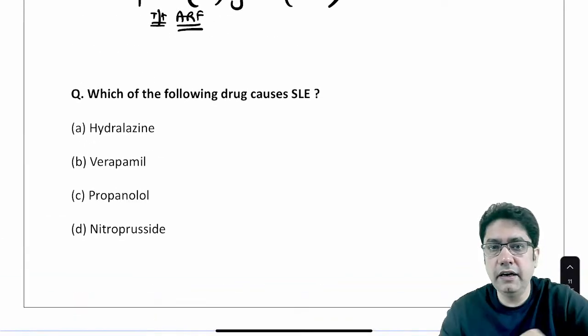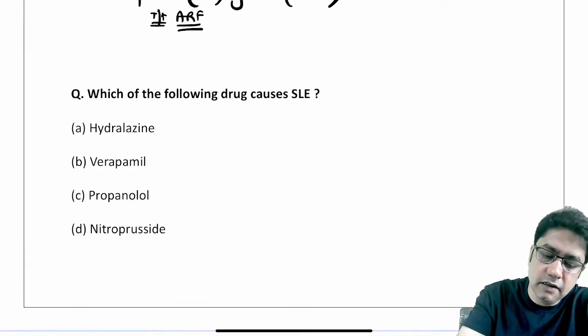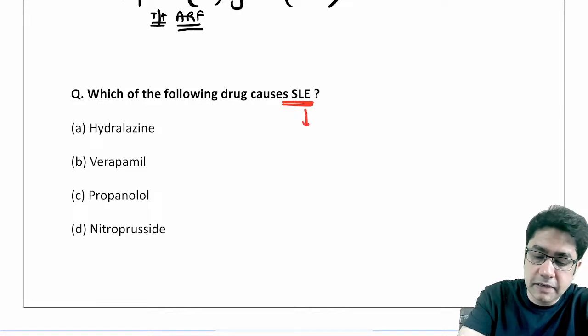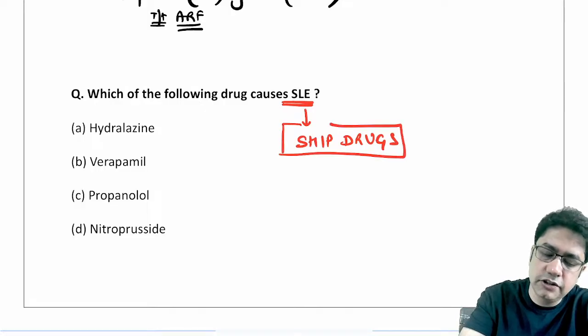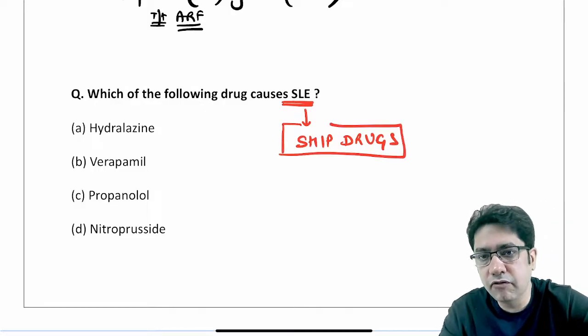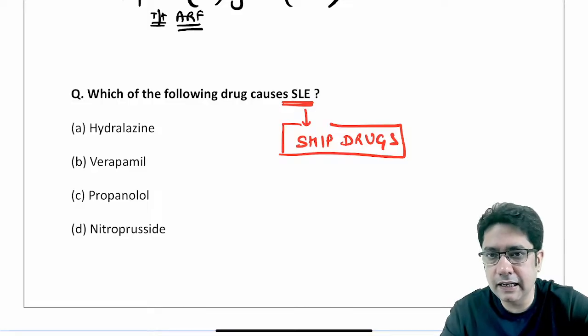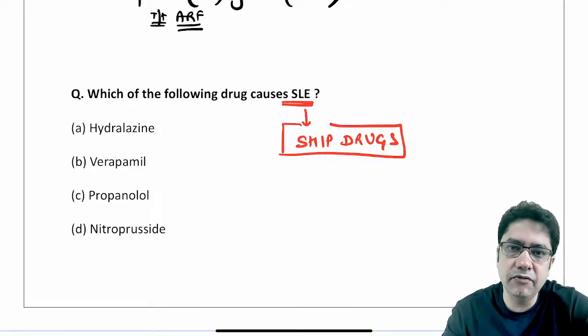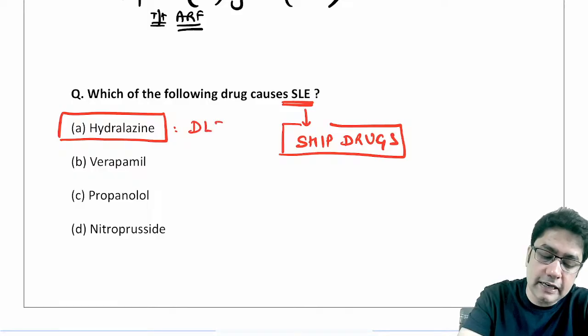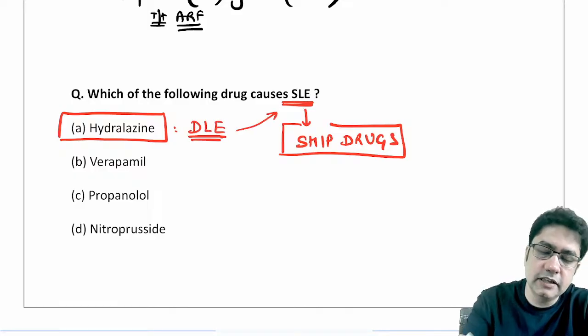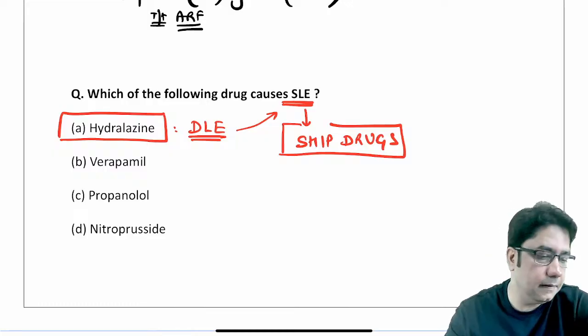So which of the following drugs causes SLE? So SLE, remember, is caused by SHIP drugs. I have told you SHIP drugs in general pharmacology. Can you recall what SHIP stands for? Sulfonamide, H for hydralazine, I for isoniazid, P for procainamide, and D for dapsone. So hydralazine is a part of SHIP drugs, and SHIP drugs produce drug-induced SLE. Drug-induced SLE is known as DLE.